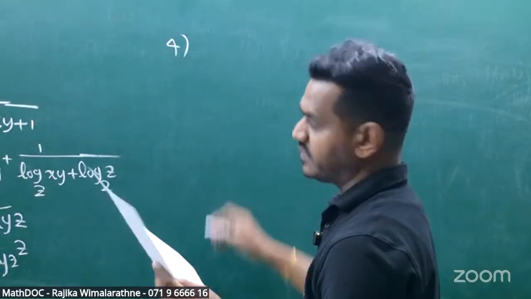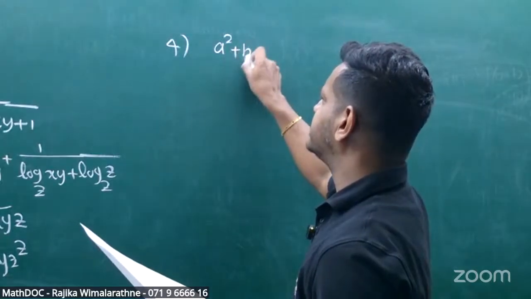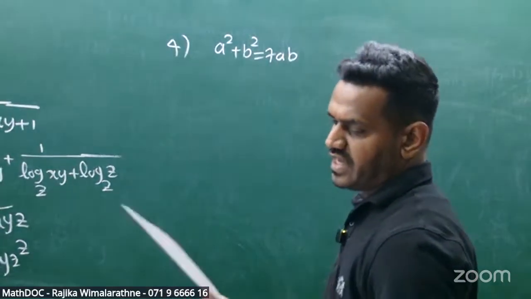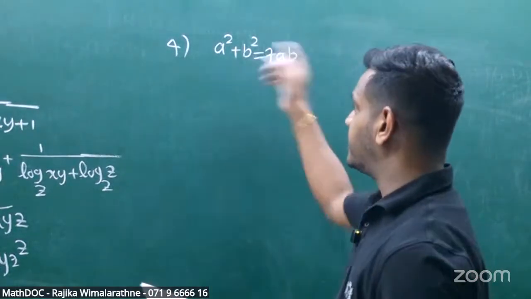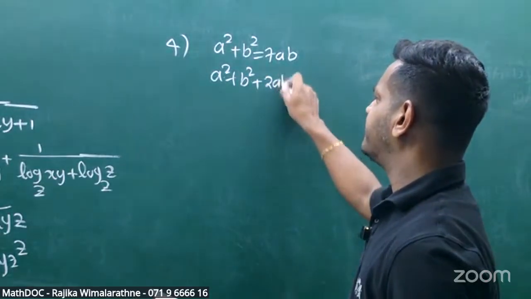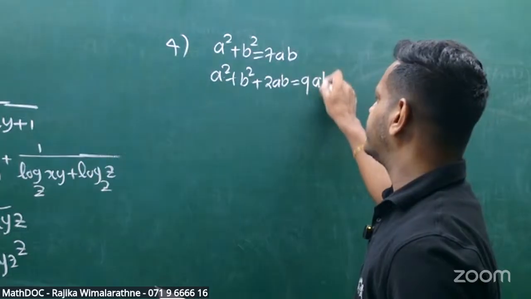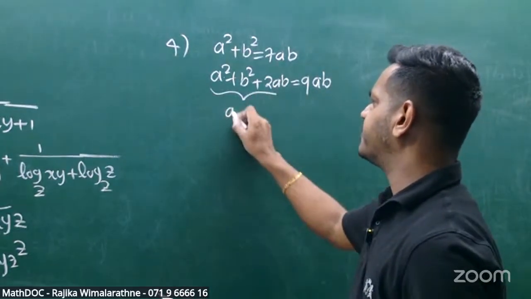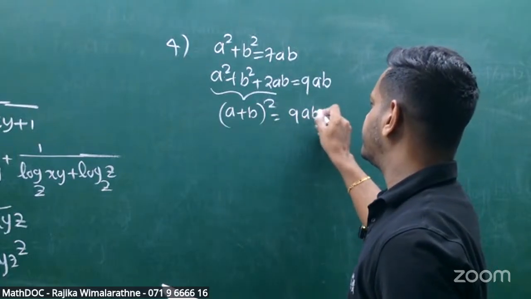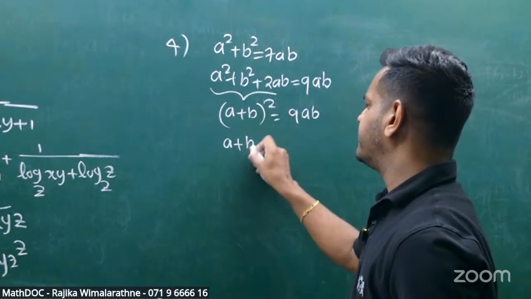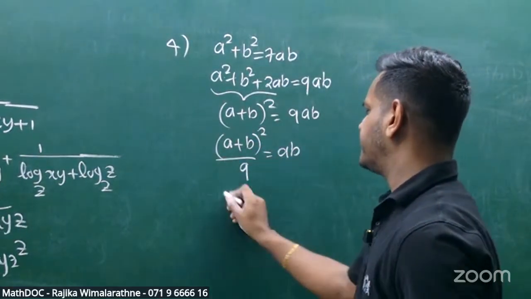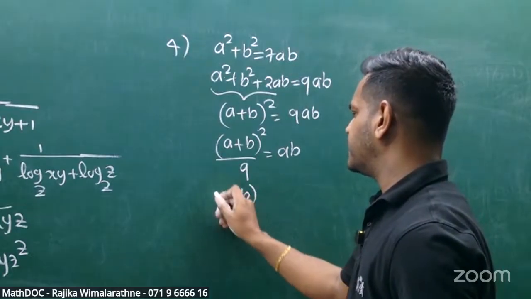So here a square plus b square equals 7ab. Then there we have a plus b divided by 3. So it is better to add 2ab to both sides. Here 9ab now. Then here a plus b squared equals 9ab. Then (a plus b) whole thing squared over 9 equals ab. Then a plus b over 3.